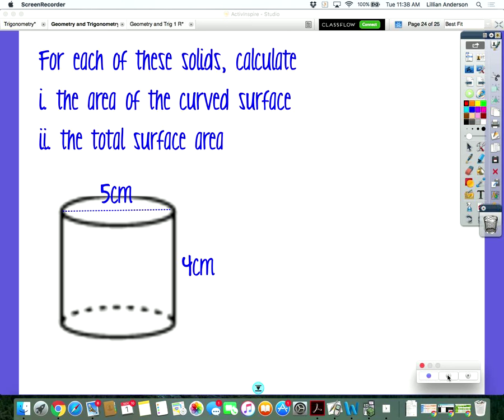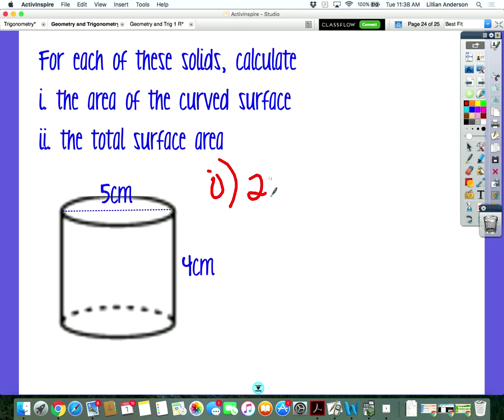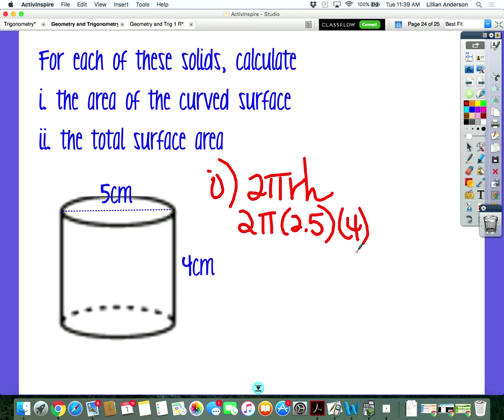All right, so the area of the curved surface is basically just talking about this middle part right here. What's the formula for the curved surface? 2 pi r h. Okay, your radius is what? 2.5. Do not let that throw you off. It is 2.5, and the height is 4. Okay, so you type that in, and you get what? 52.8.